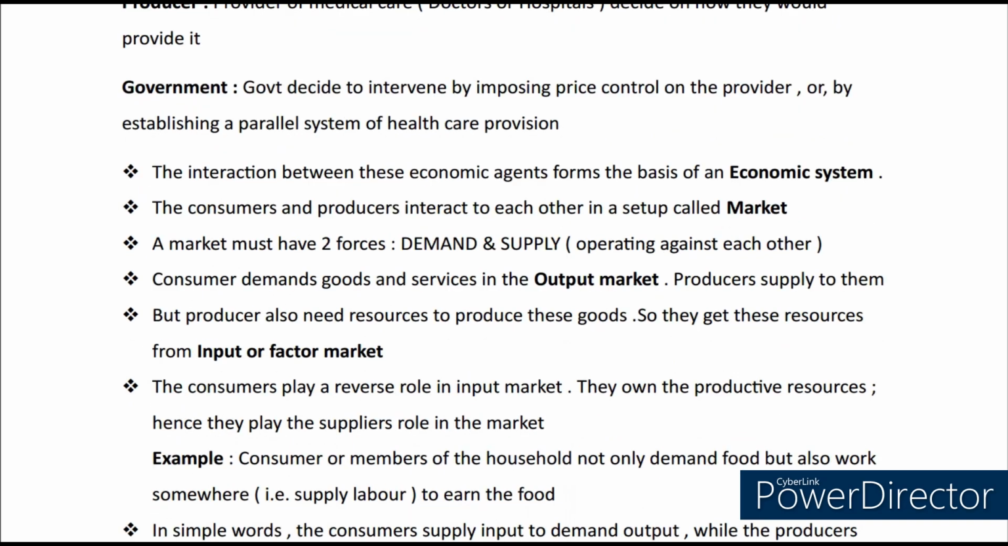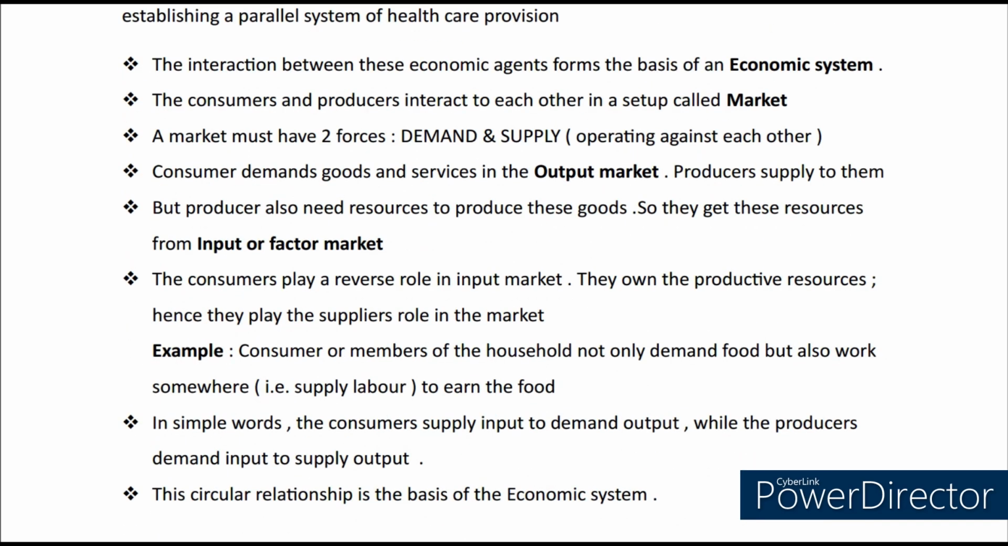Just imagine these producers also need some resources, right, to produce these goods so that they can supply to the consumers. So they get these resources from a different market that is called input or factor market. So there are two markets, output and input market. Output market is nothing but where the consumer demands goods and services. But in the input market, what happens is the consumer plays a reverse role in input market. That means they own the productive resources so that they play the supplier role in the market. So which market? That is the input or factor market.